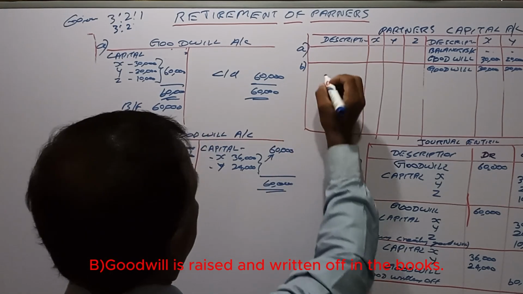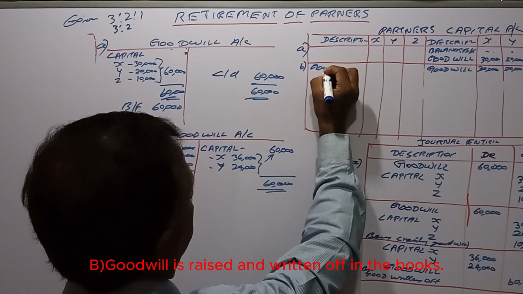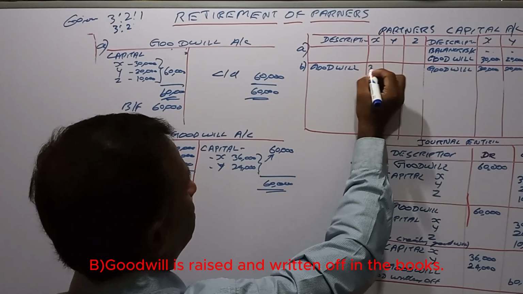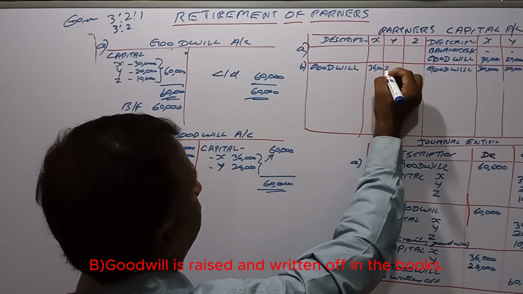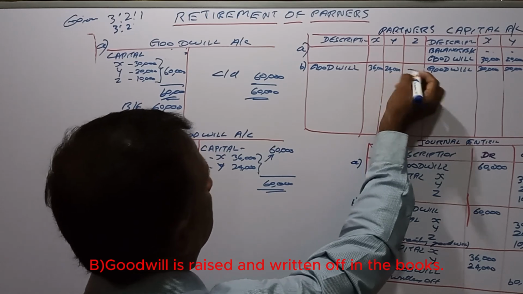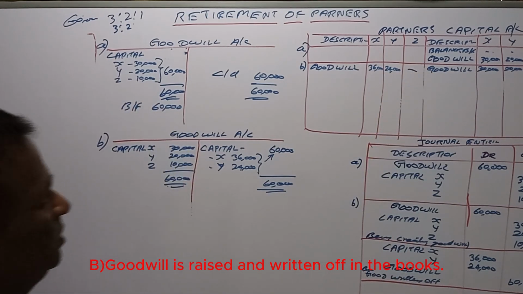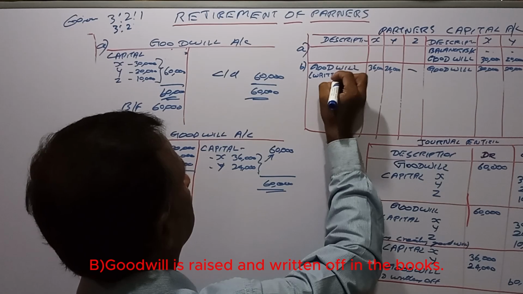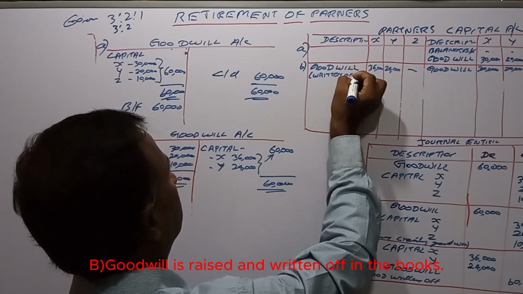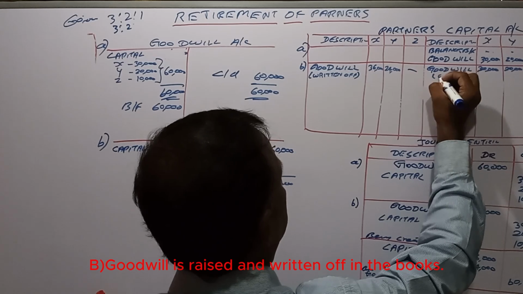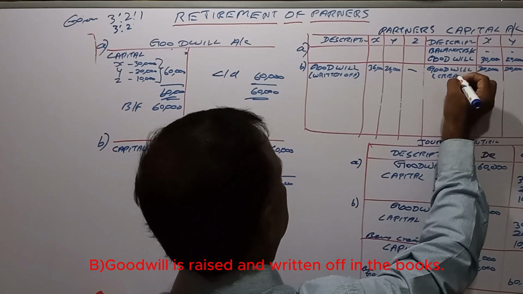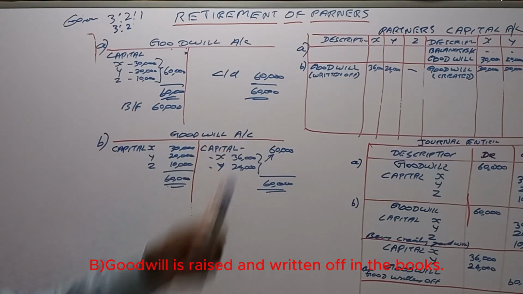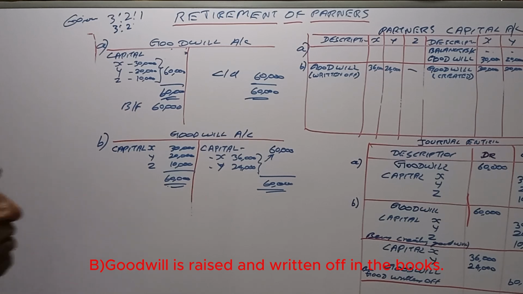And here we have to say capital goodwill account, right? 36,000 and 24,000, right? This is written off. This is created. Goodwill created. This is written off, right? This is the entries for this question.